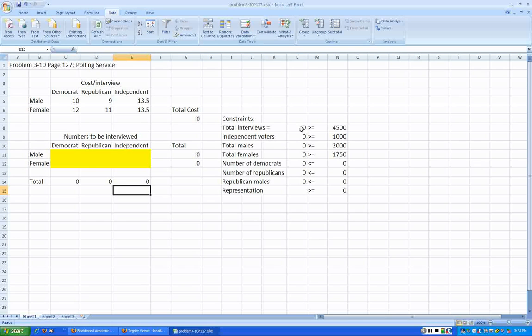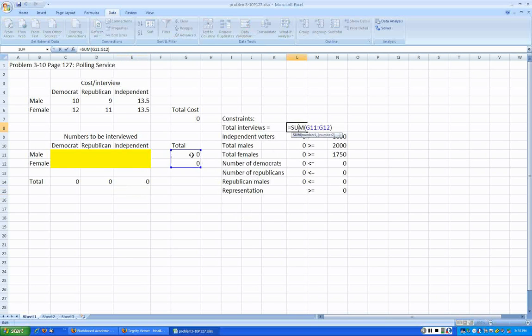Now at least we know the total figures here. The total interviews is going to be equal to how many males, how many females, the sum of those two that we interviewed who belong to all these three categories. That's the total interviews. We want them at least to be 4,500. That's given to us in the problem. The total independent voters, that is that one, so that's where I draw the reference to, should at least be 1,000. The total males, draw the reference to that, should be at least 2,000, and total females should at least be 1,750.